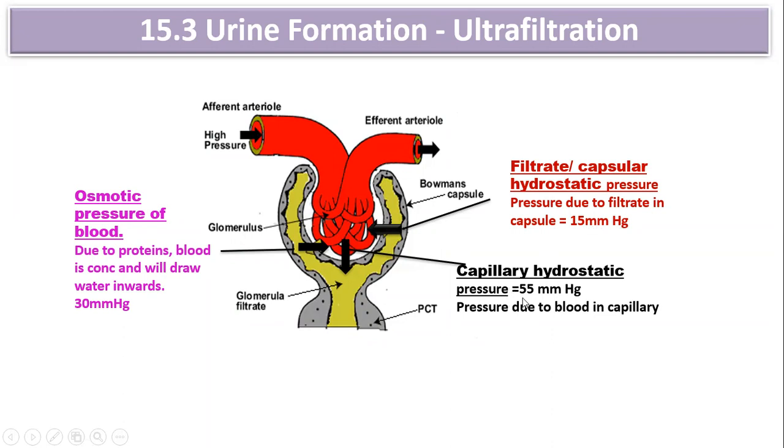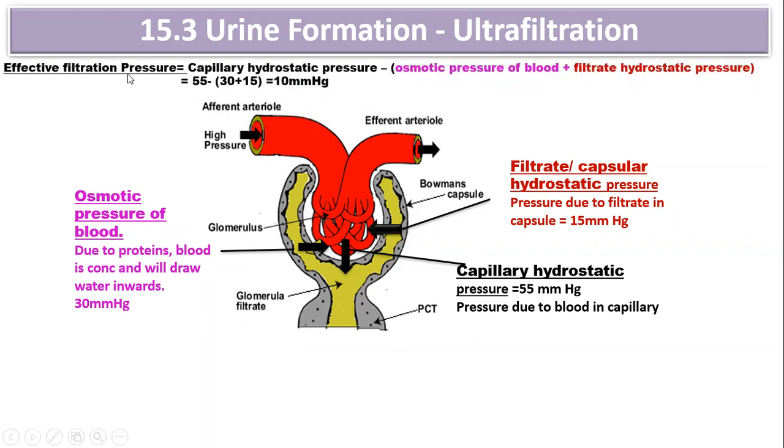So this 55 is opposed by 30 as well as 15. If you take the cumulative effect of the 30 and 15, that is 45. So 55 minus 45 becomes 10 mm of mercury column, which is the total pressure inside the Bowman's capsule. That is called the net filtration pressure, or effective filtration pressure. So effective filtration pressure is equal to capillary hydrostatic pressure minus the osmotic pressure of the blood plus filtrate hydrostatic pressure.